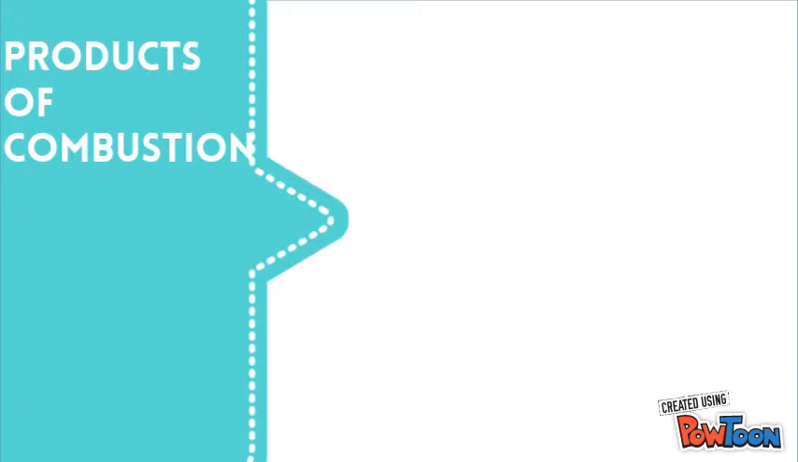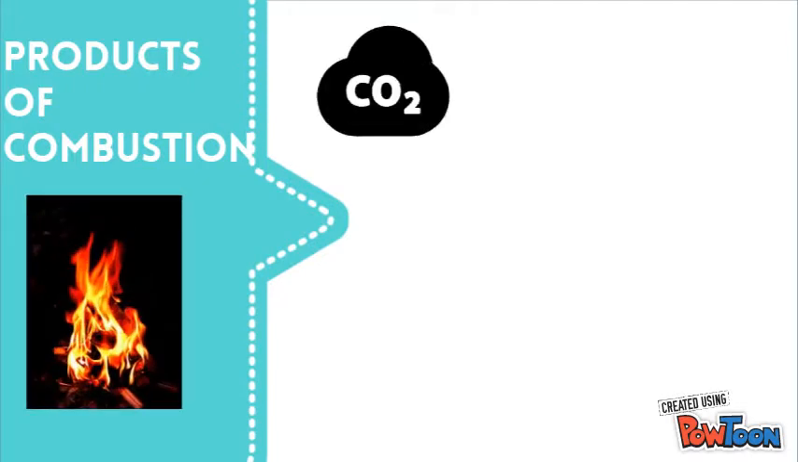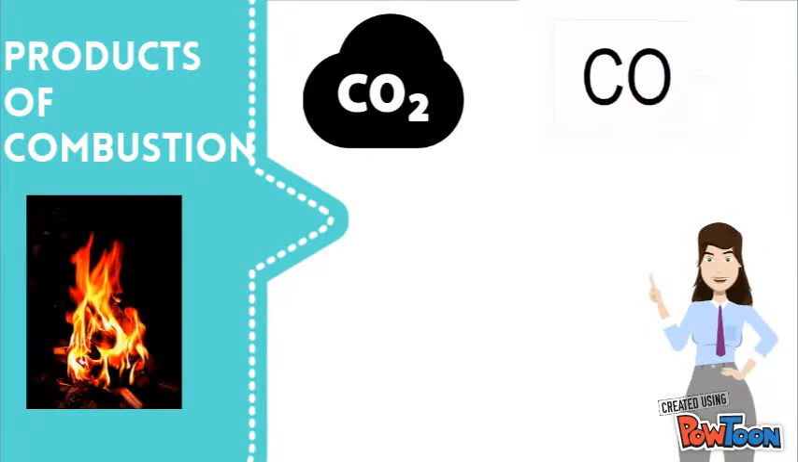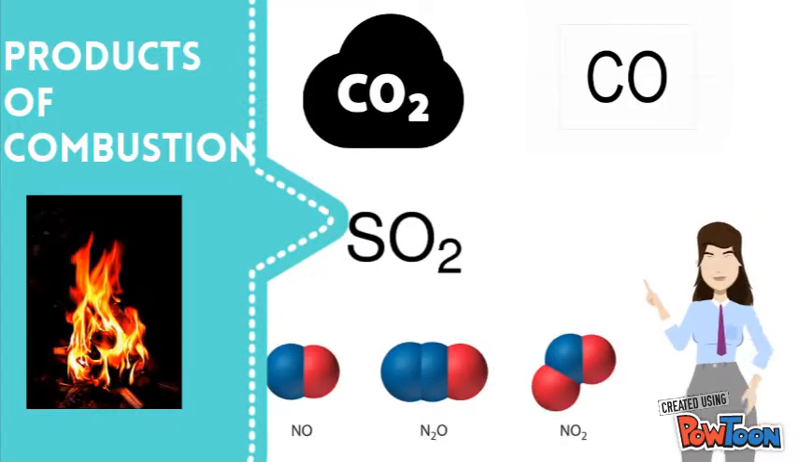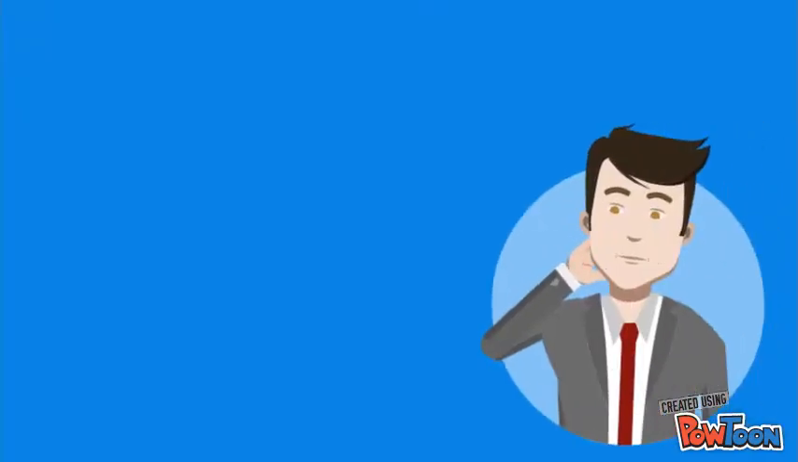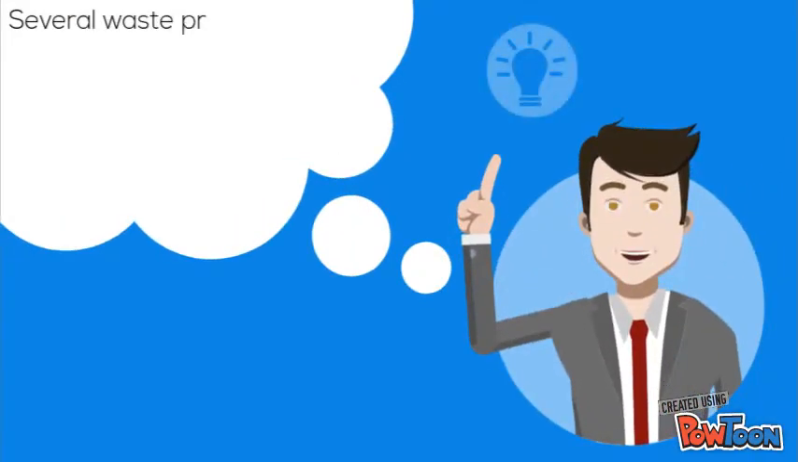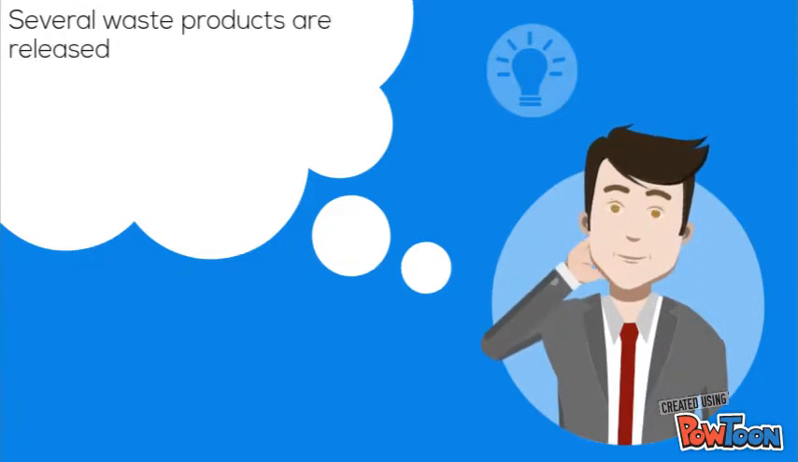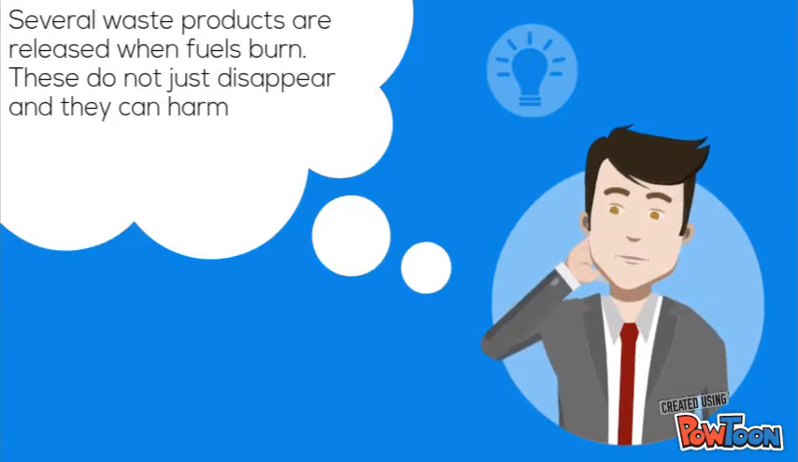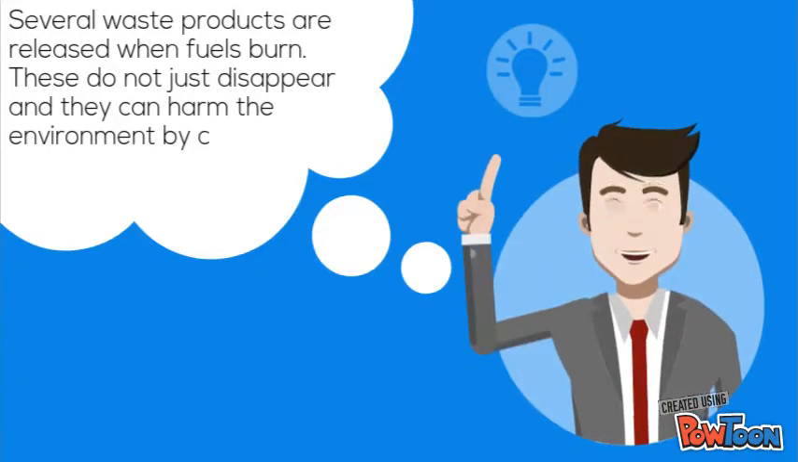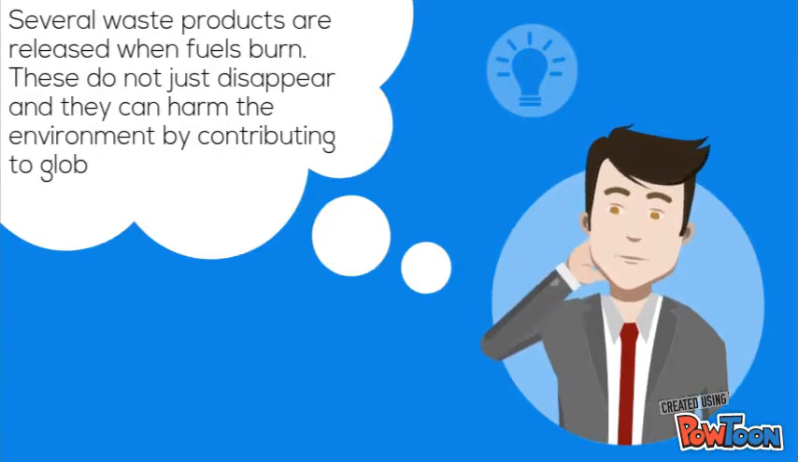Here are the products of combustion. There is carbon dioxide, carbon monoxide, sulfur dioxide, nitrogen oxides, and lead. Several waste products are released when fuel burns. These do not just disappear, and they can harm the environment by contributing to global warming, global dimming, and acid rain.